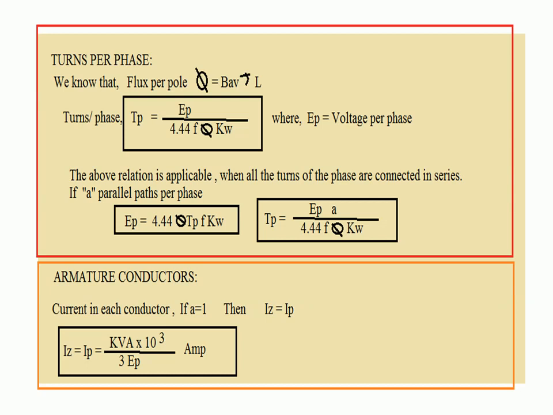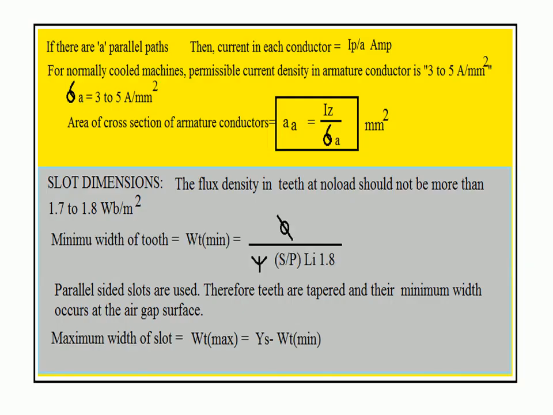Tp equals Ep into the number of parallel paths divided by that same expression. Then, continuation of that, design of armature conductors: current in each conductor Iz equals Ip when the number of parallel paths equals 1. The phase current is the kVA rating of the machine divided by 3 times the phase voltage. If the number of parallel paths is more, for example, you select A as the number of parallel paths, then current in each conductor equals phase current Ip divided by A. A is the number of parallel paths.